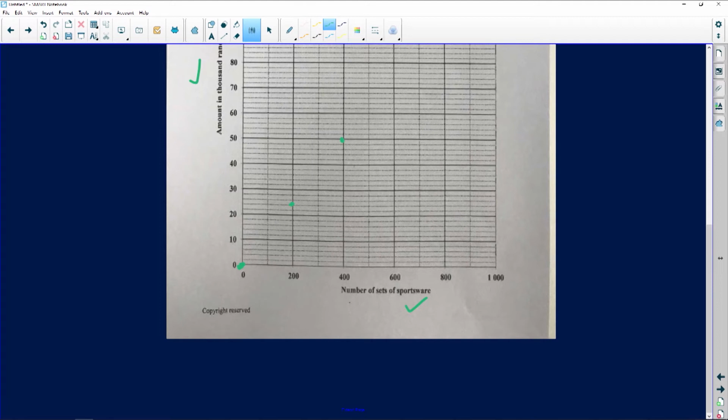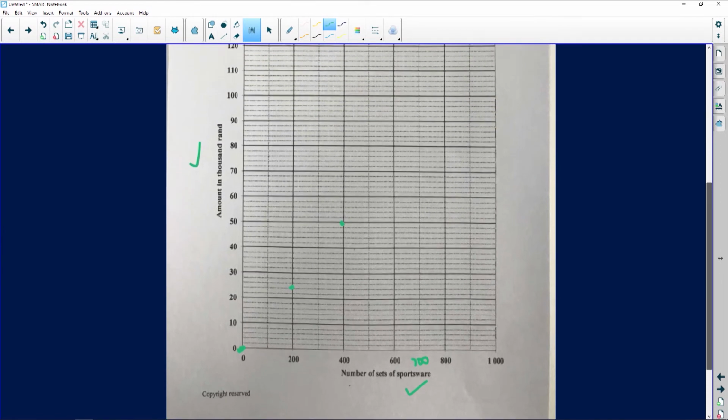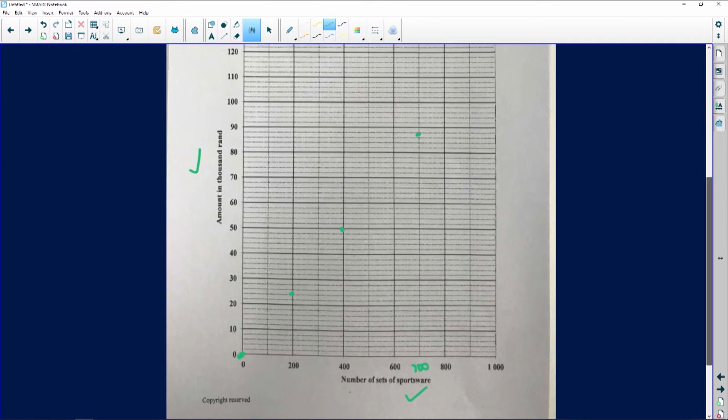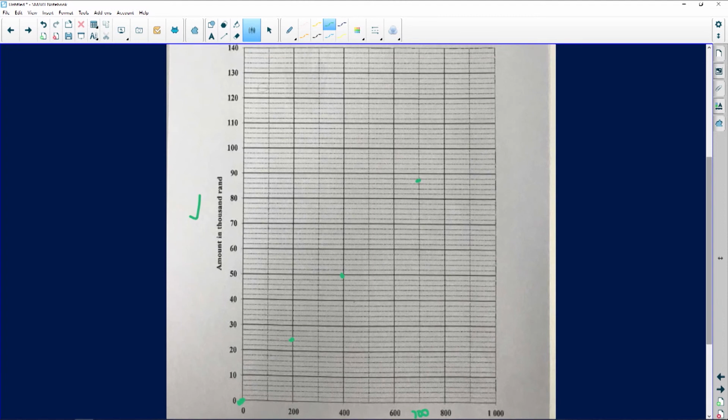At 600, we don't have a 600, but we do have a 700 over there. So at 700, it's going to be 87,500, which is a little bit up there. So I'm just going to move it up. 87,500 would lie slightly around there. And then at 1,000 items, it would be 125,000. So if you go up, 125 would lie in between those 2 points, so I'd put it right in the middle over there.